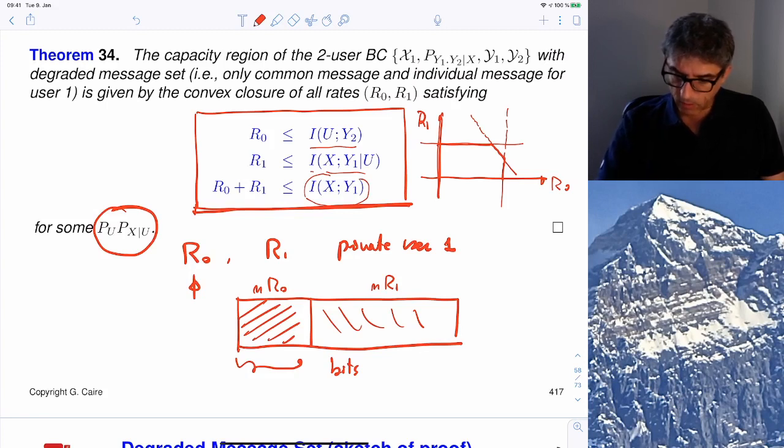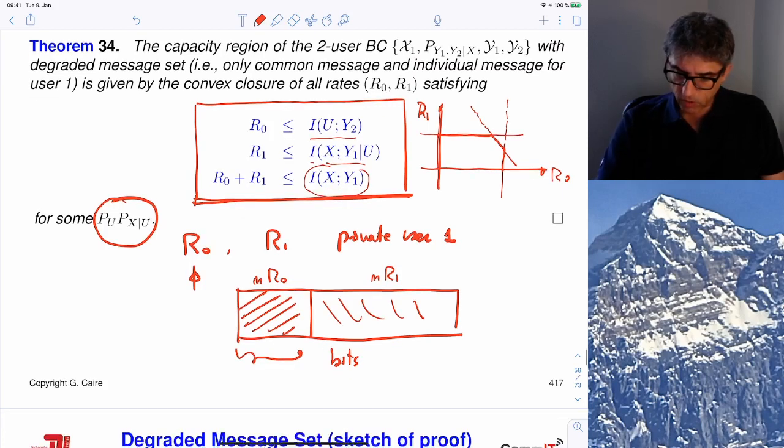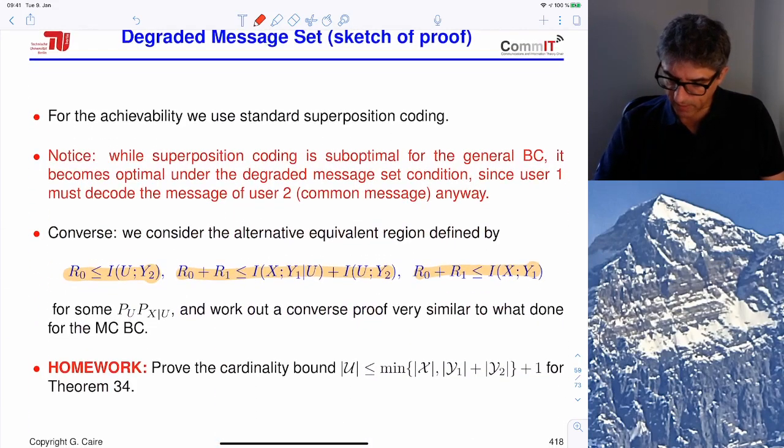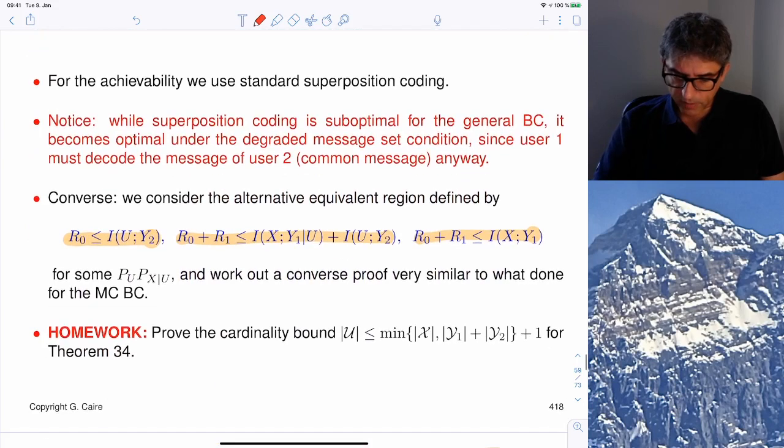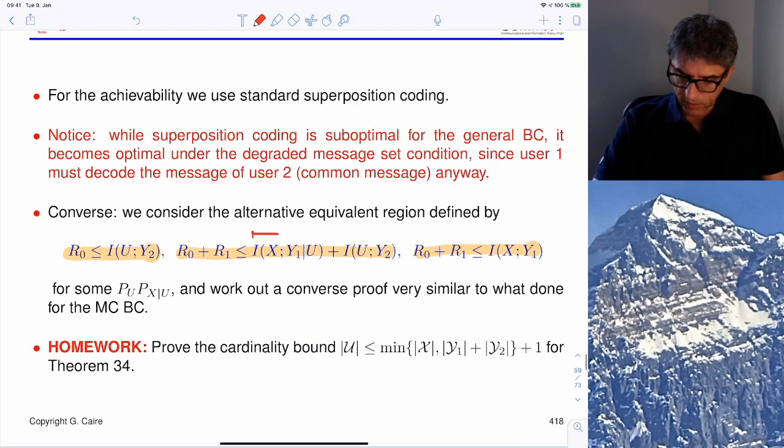Of course, you may have cases in which, yeah, so then you take the union over all possible distributions, and now if you look at the regions of this kind, they look a little bit different, because now we have two inequalities for the sum, but you see the problem is that this term may or may not be larger than this term.